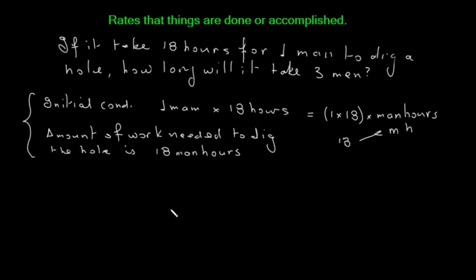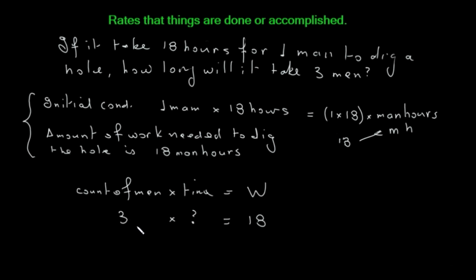Well, look, the amount of work is the count of men multiplied by time equals work done. So we have, in the new condition, 3 men. We don't know what the time is they'll take. We want to find that out. But we know that the amount of work they got to do is 18 man hours. So 18.